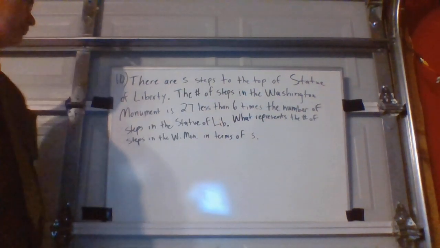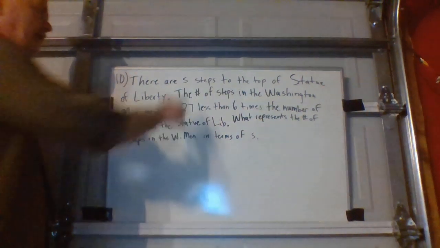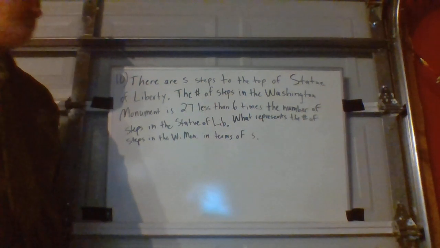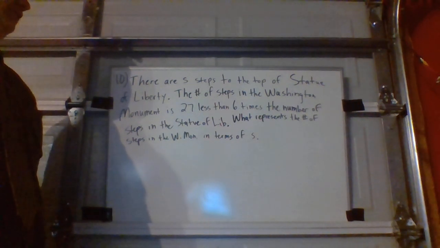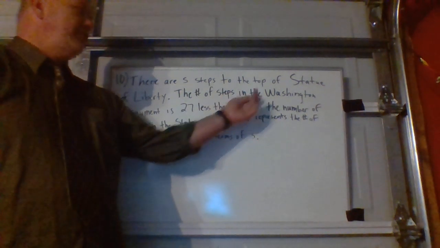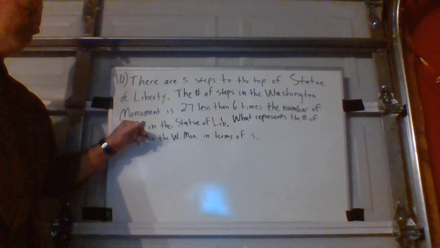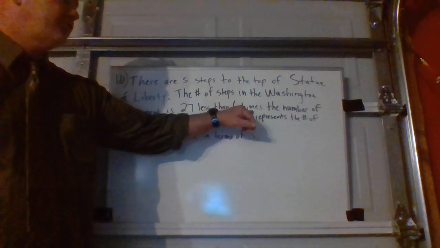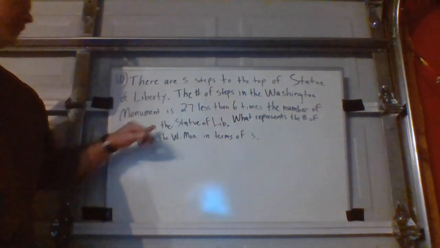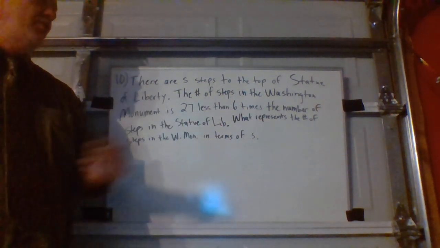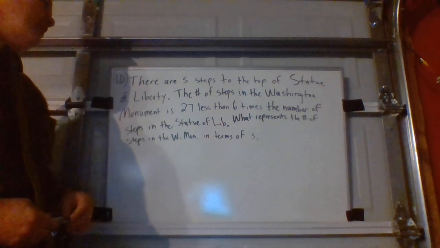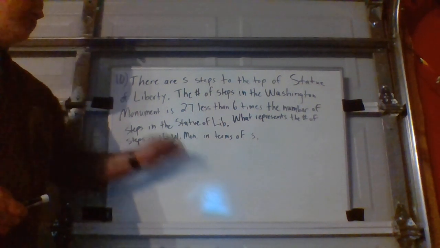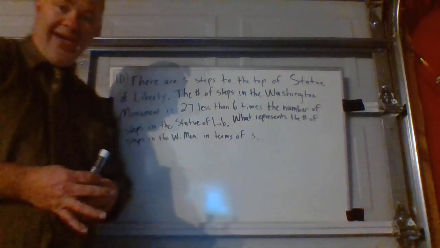Okay, question number 10. There are S steps to the top of the Statue of Liberty. The number of steps in the Washington Monument is 27 less than 6 times the number of steps in the Statue of Liberty. What represents the number of steps in the Washington Monument in terms of S?